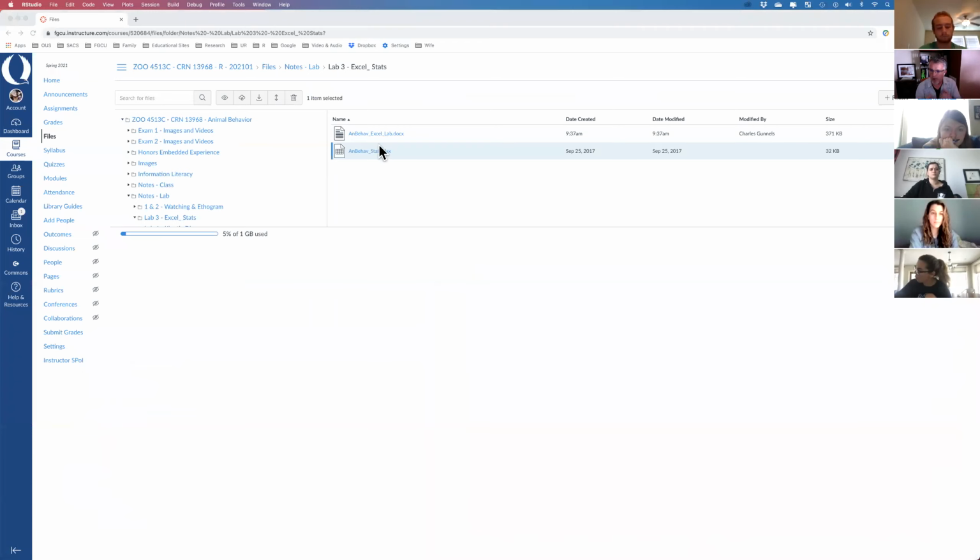What we're going to use for our stuff is Excel, unless you're already familiar with R. And if you're already familiar with R, you are more than welcome to use that approach in anything that we do. Questions?